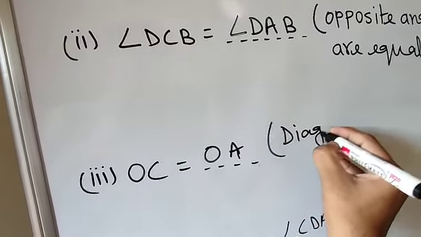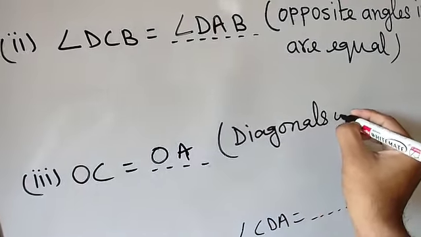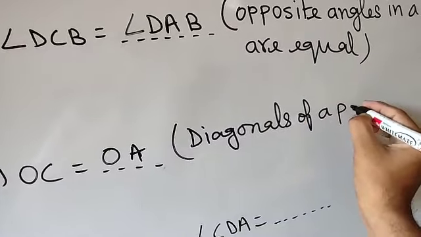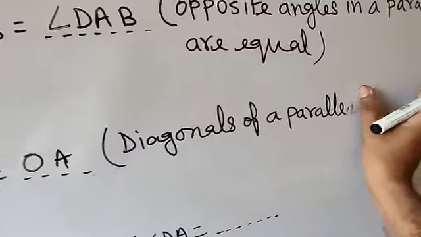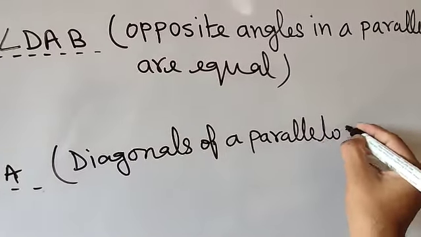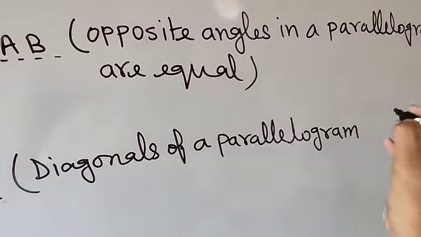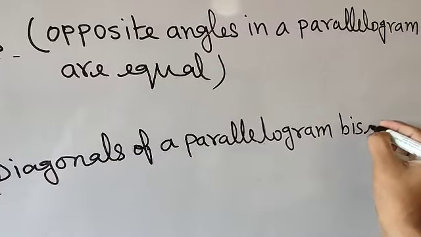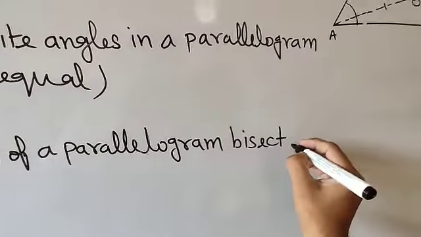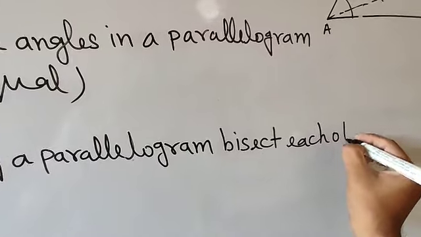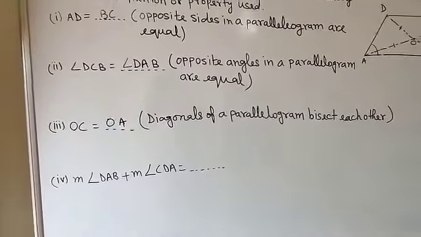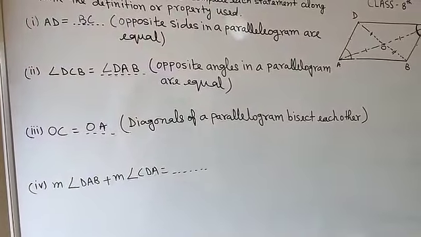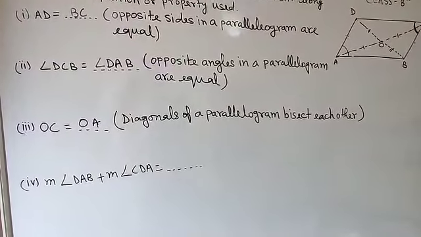Diagonals of a parallelogram bisect each other. So it is the reason for OC equal to OA. The reason is that diagonals of a parallelogram bisect each other.